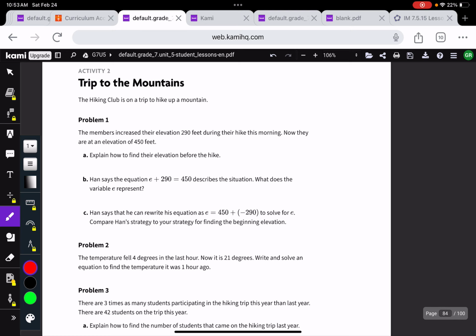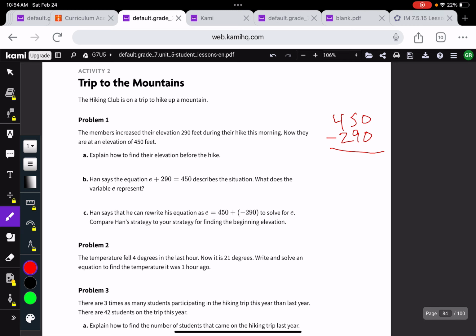They were at 450. They were at 2. No. We don't know where they're at. Explain how to find. We just know they went up, and now they're at 450 feet. Well, hopefully we all know, well, if they're now at 450 and we took away what they went up, we'd be where they started at, which is 100% correct, right? Now, that's hopefully what we said for A. Maybe you just said subtract 450 from 290, whatever.